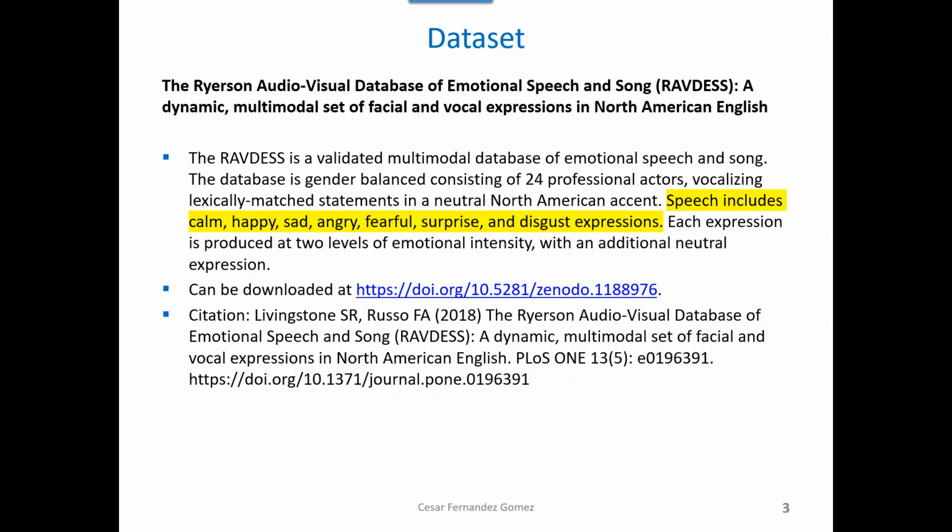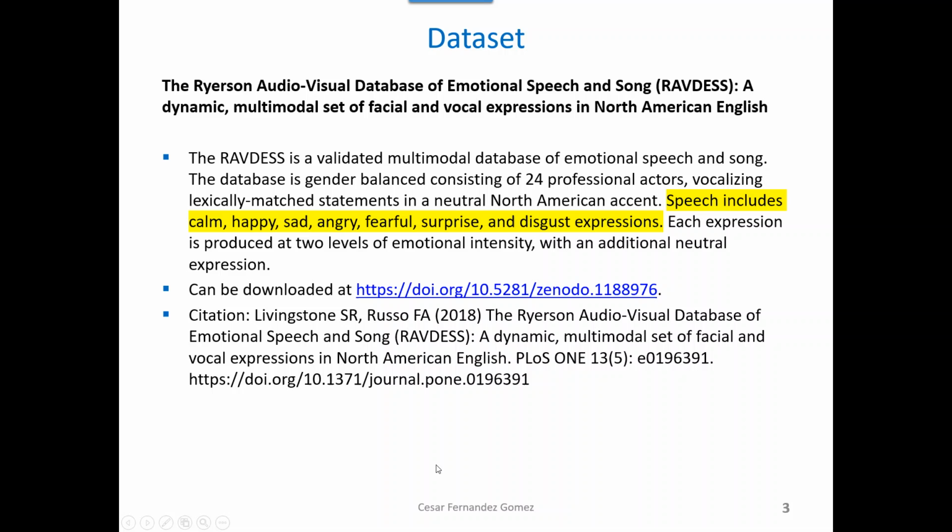So, to recognize these emotions I'm talking about, I have used the RAVDESS dataset. This dataset is gender balanced. It consists of 24 professional actors. They vocalize lexically matched statements in a neutral North American accent. I would like to test in the future this with other languages, such as German or Spanish. And the speech includes calm, happy, sad, angry, fearful, surprise, and disgust expressions. Each one of these expressions is produced at two levels of emotional intensity, and there is an additional neutral expression.